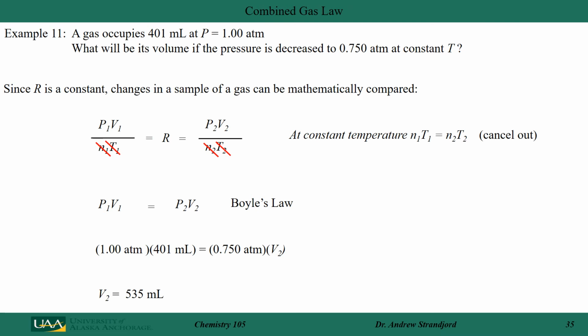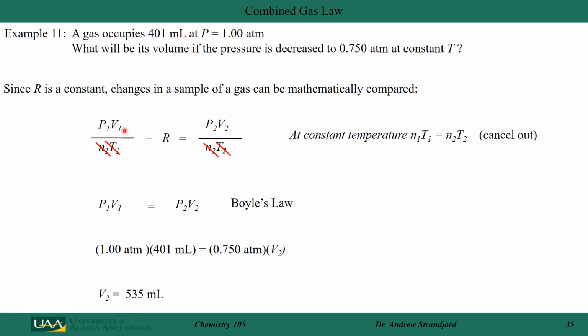Example number 11. Gas occupies 400 milliliters at a pressure of 1 atmosphere. What will be the volume if the pressure is decreased to 0.750 atmospheres at a constant temperature? I know that I can rearrange the ideal gas law to set my gas constant initially equal to a constant, and after I change the pressure, I can set that up to the same constant.